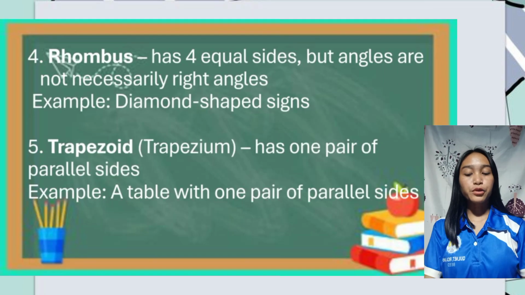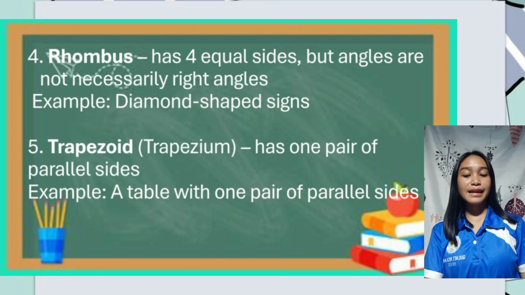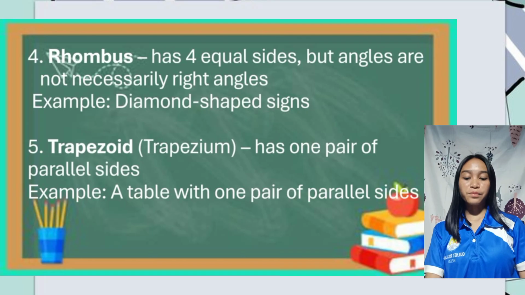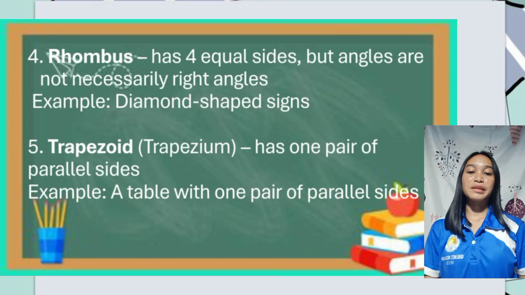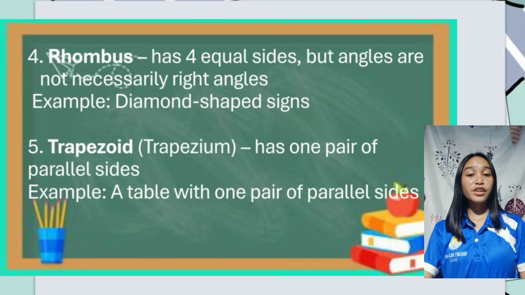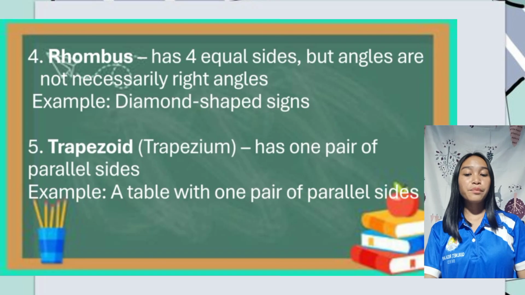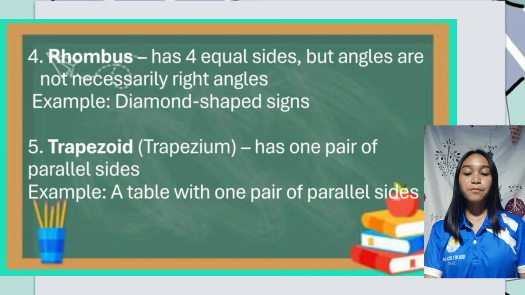We also have the rhombus. It has 4 equal sides but angles are not necessarily right angles. Opposite sides are parallel. For example, diamond-shaped signs. And lastly, we have the trapezoid or trapezium. It has 1 pair of parallel sides. The non-parallel sides are called legs. For example, a table with 1 pair of parallel sides.